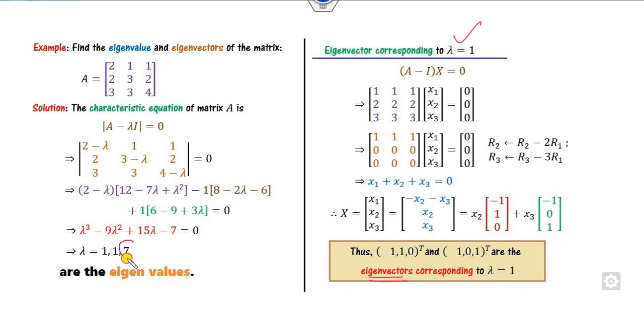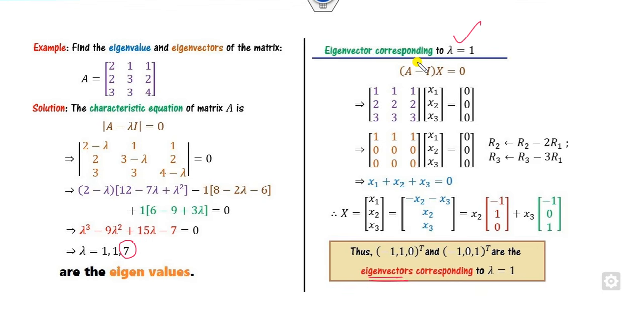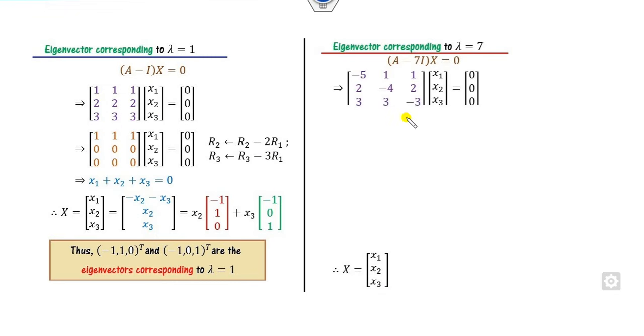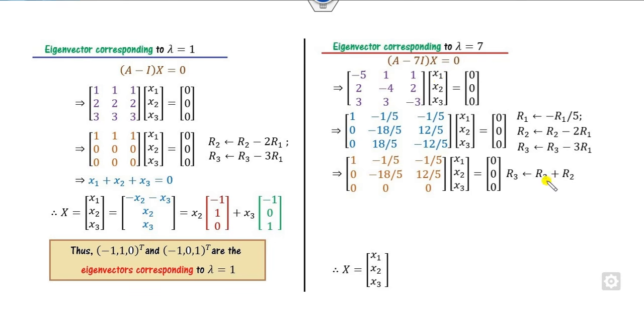Now there is another eigenvalue, that is 7. You can find the eigenvectors corresponding to 7. We can start from A minus lambda I. I can substitute lambda equal to 7, so it is minus 5 and so on. Now again, your target is to make these values 0. How can you make them? First make a 1 and then take R2 minus R1. Now you can simply add them, R3 plus R2.